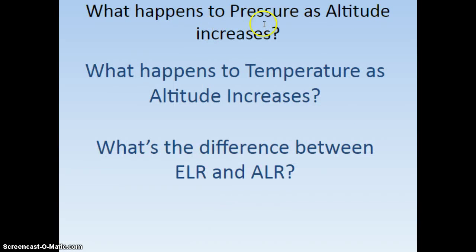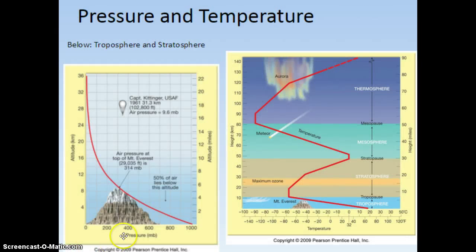So we're going to look here at what happens to pressure as altitude increases. We'll talk about temperature as altitude increases, and the difference between the ELR and the ALR, the environmental lapse rate and the adiabatic lapse rate. So here I have a pressure and temperature chart. Here I have the troposphere, the layer in which we reside and life resides.